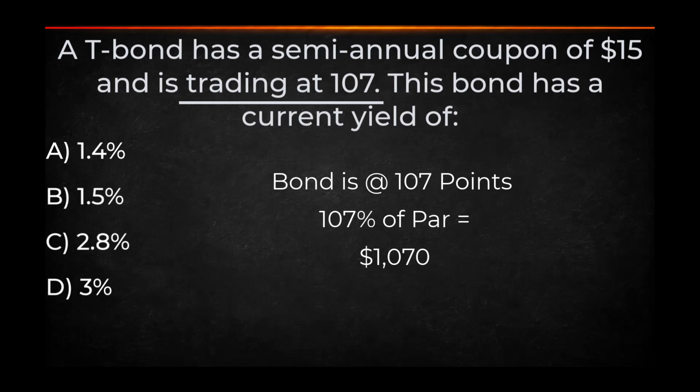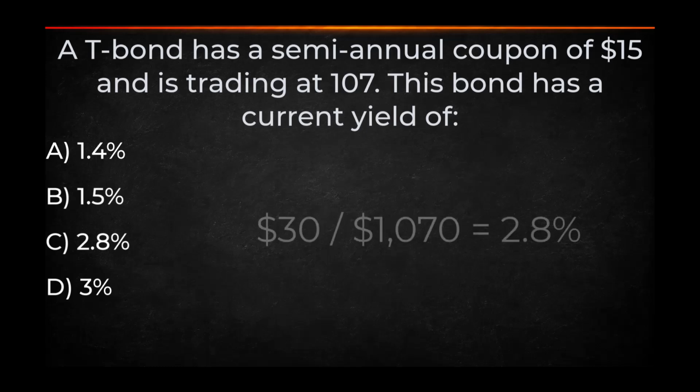Just be careful to make sure to memorize that that's 107% of par, just in case they give you a different par value than 1,000. Okay, all right, so 30 divided by 1,070, and that equals 2.8%. So the bond's current yield is C, 2.8.